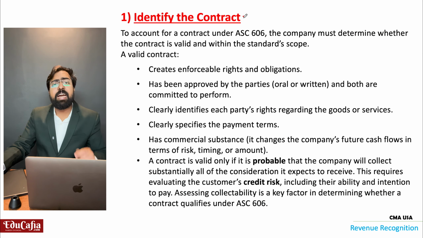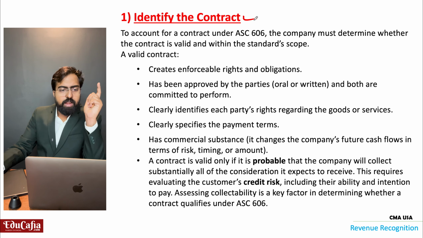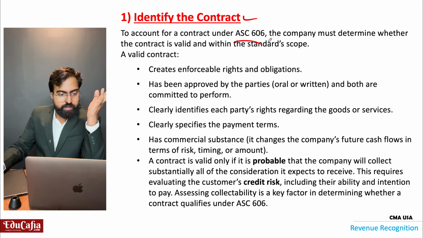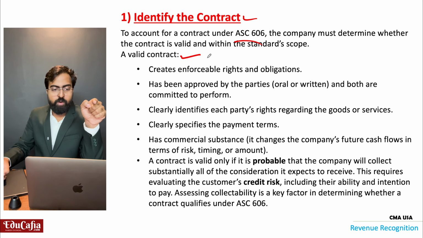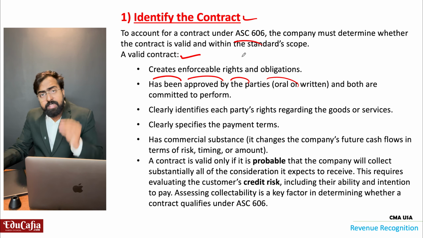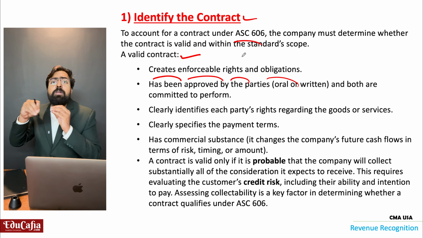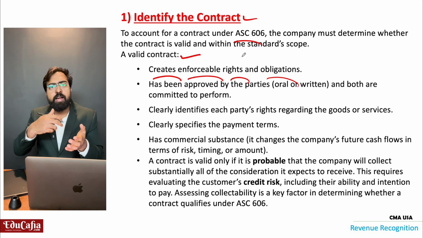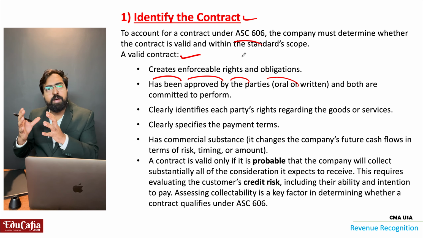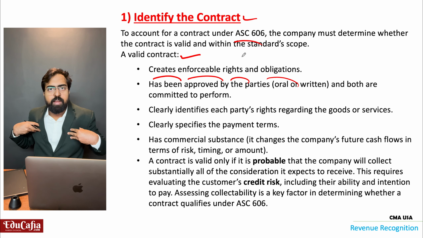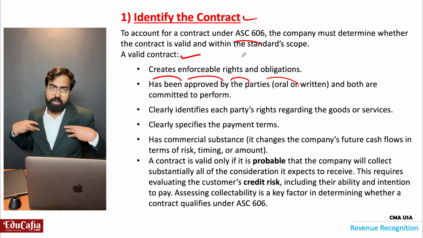So, first one, identify the contract. When can we identify that it will become a contract? According to ASC 606, a valid contract creates enforceable rights and obligations. If a contract is there, then there will be enforceable rights and obligations. What are rights? When we are making a contract, the customer is getting some rights, and as a supplier, some obligations are made there.